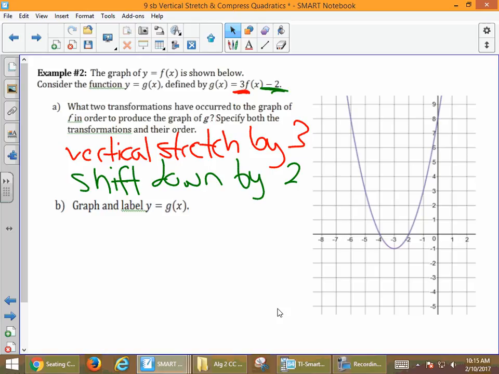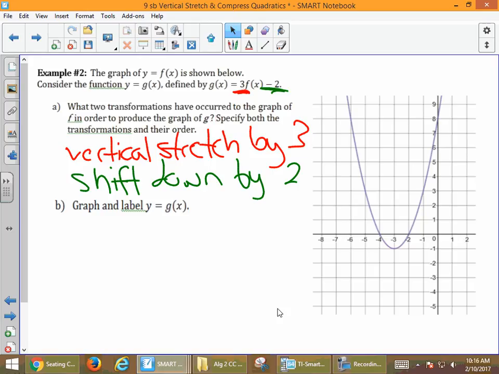Okay, so in order to graph g of x, we have to do both of these transformations. The question now is, though, which transformation do we do first? Do we shift down by 2 and then we multiply by our vertical stretch of 3? Or do we multiply by our vertical stretch of 3 and shift down by 2?